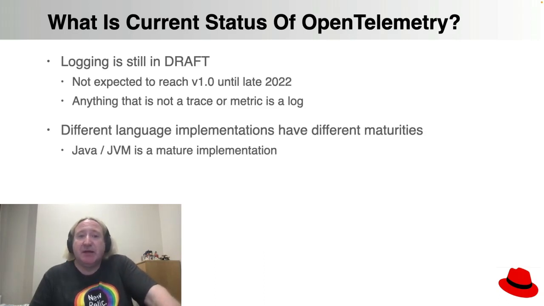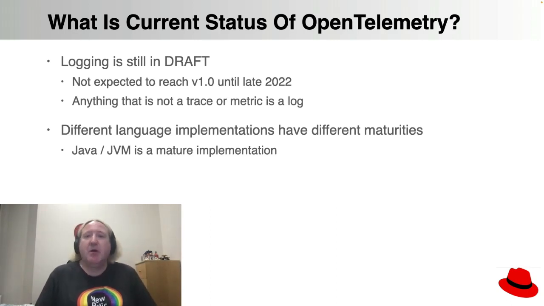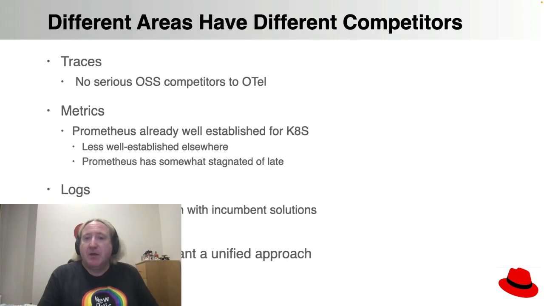Logging is still in draft state. We do not expect that we will get a 1.0 log standard until late 2022 at the earliest. So anything which is not a trace or a metric is considered to be a log. There's some debate about whether or not we, as well as logs, need events as a related subtype of logs. So the maturities are different in some ways. Traces, Otel is basically out in front. Prometheus, there's already a lot of folks using Prometheus, especially for Kubernetes.